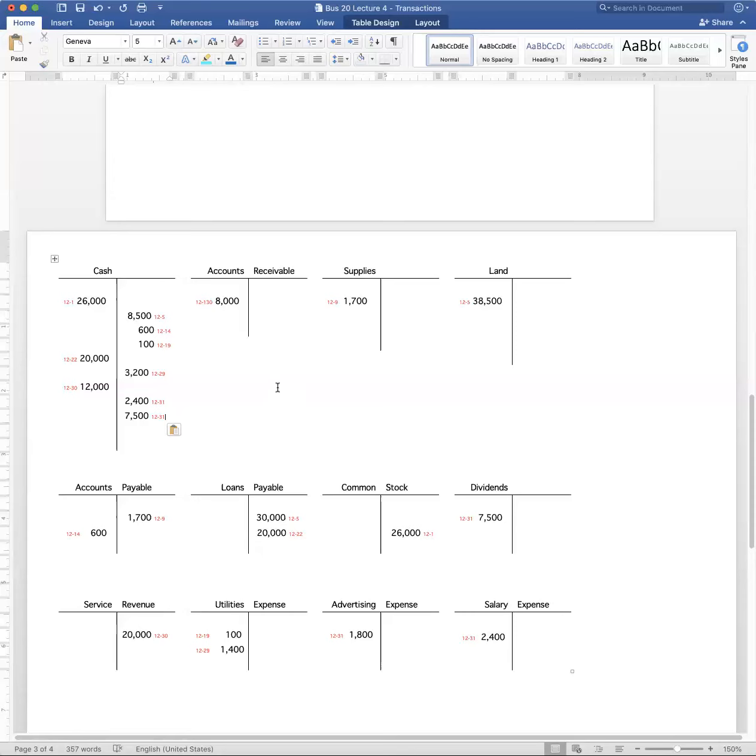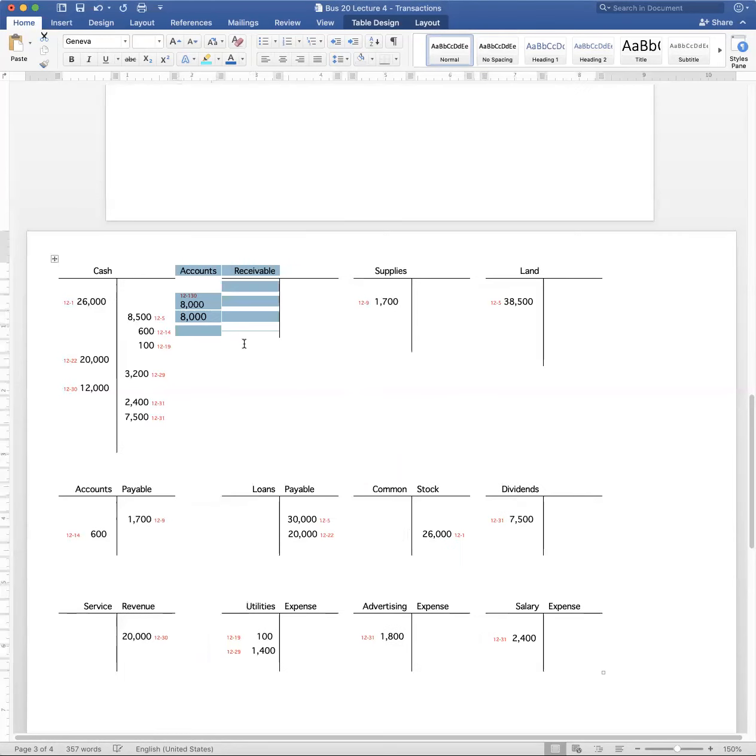Now, in math, the way that we have a total is we draw a horizontal line, right? So if you have a column of numbers and you have a horizontal line underneath all those numbers, then you know that the number below that horizontal line is the total. And we do the same thing in accounting.